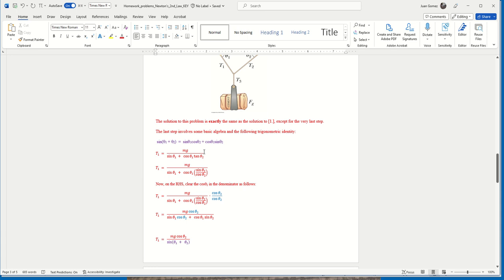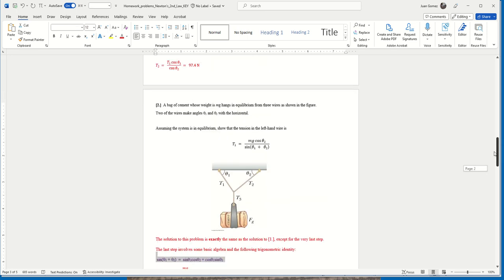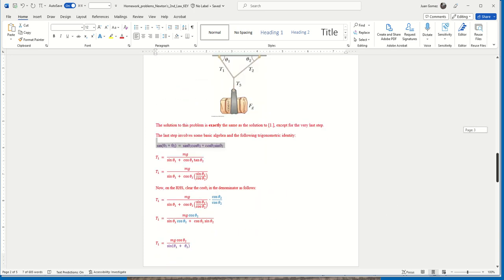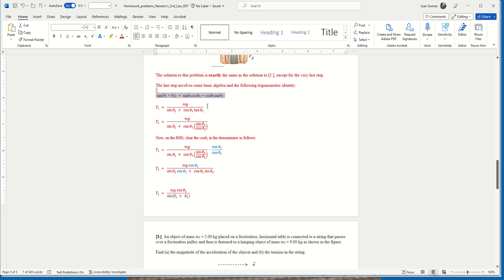Again, we don't need to reinvent the wheel. Here's our expression for T1 from problem 1. Forget the numbers, we don't care about them. We know that T1 is equal to mg divided by sine theta 1 plus cosine theta 1 tan theta 2. We're just going to simply start with that equation.